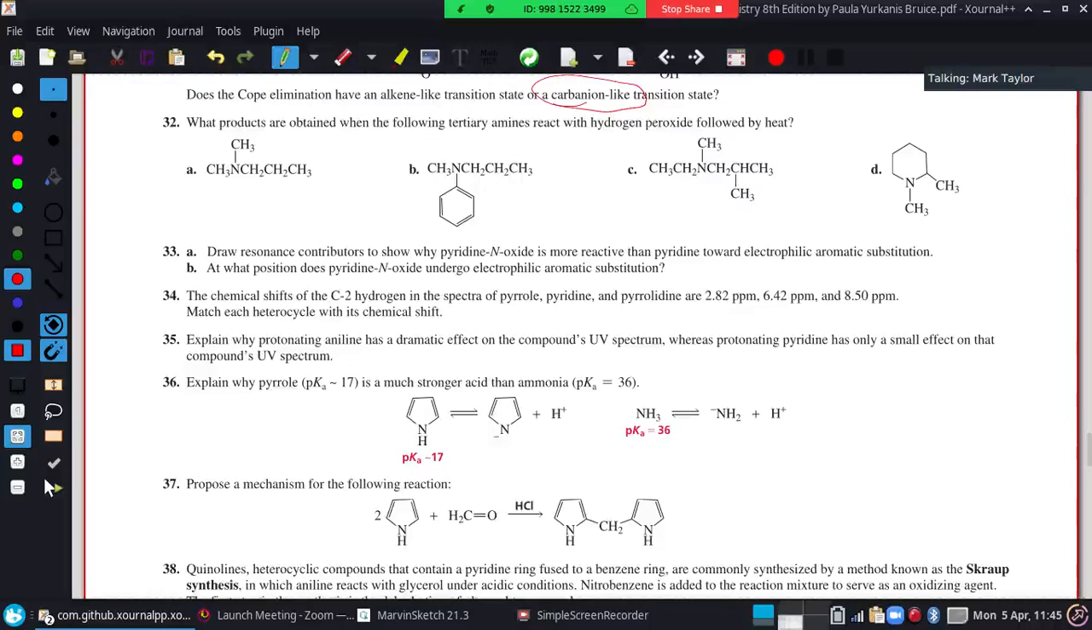Okay, 32. Which products are obtained when the following tertiary amines react with hydrogen peroxide followed by heat? Okay, this is kind of applying that Cope elimination. So what we're going to expect is we're going to attach an O to each one of these, to the nitrogen that is, and then the bond we're breaking is going to be the nitrogen to one of the carbons nearby it.